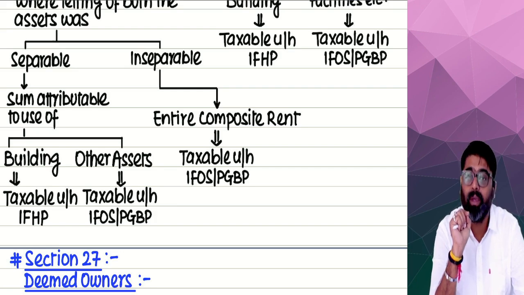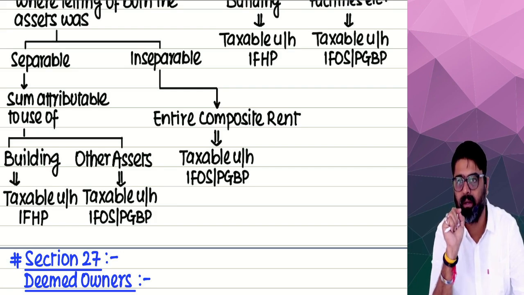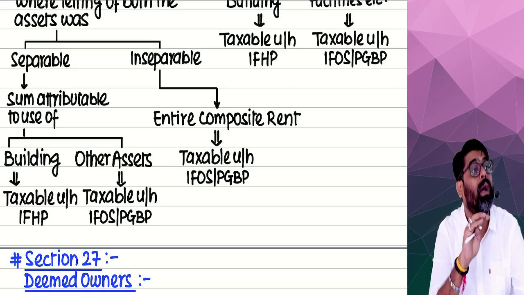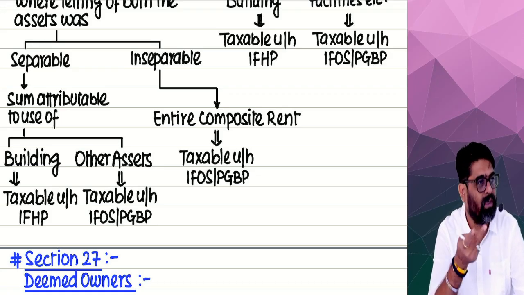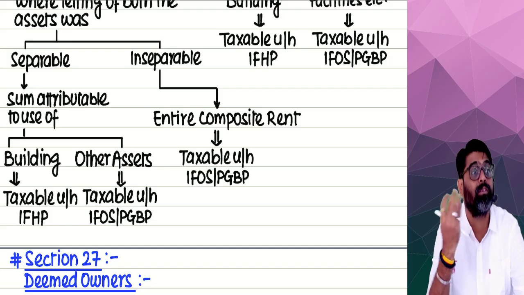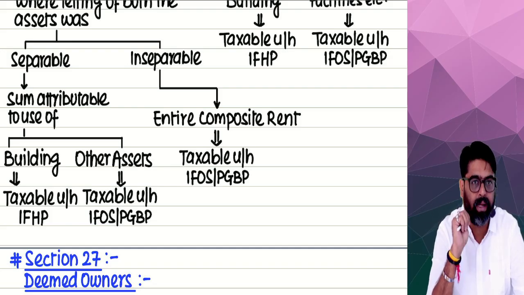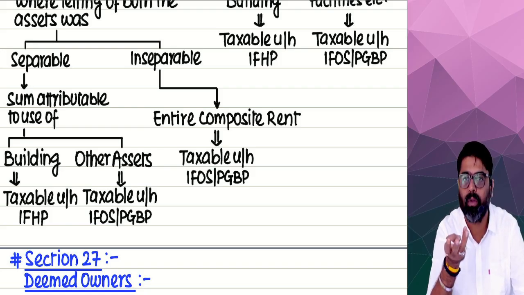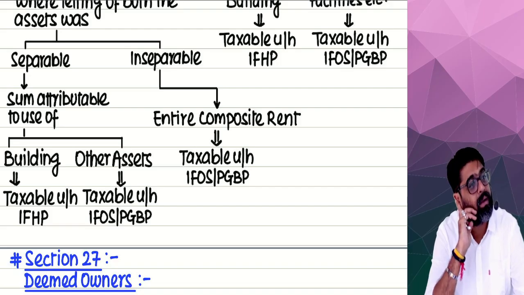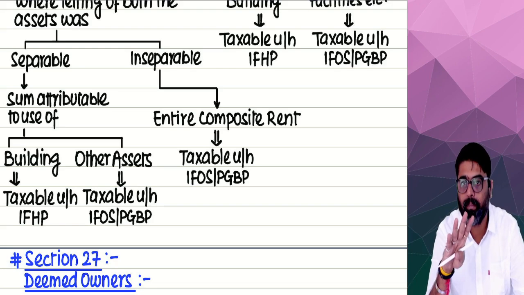So this is inseparable letting. So if the letting is inseparable and two assets are given on rent, and I'm getting one rent for both the assets together, combined rent, then I don't have to separate that rent. Entire combined rent will be taxable under the head PGBP if my business was to do such type of lettings, yes or no? If my business is not to do such type of lettings, then the entire combined rent will be taxable under the head IFOS. Getting my point?